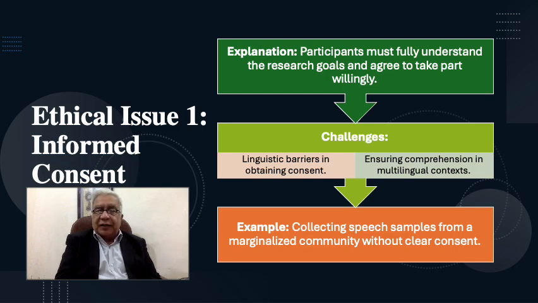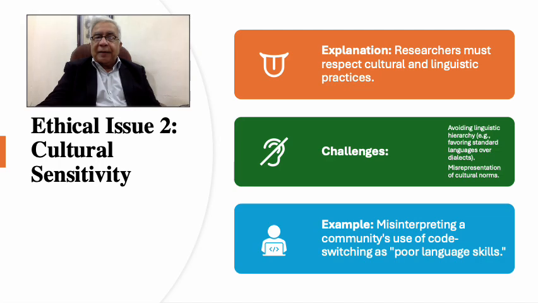For example, collecting speech samples from a marginalized community without clear consent. Marginalized people are already marginalized, and they are in trouble most of the time thinking about their identity. If they are not given information 100%, or they don't know the information, the ethical issue definitely seems to have occurred.